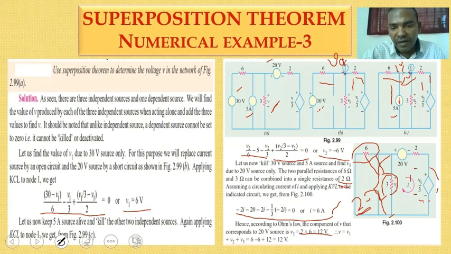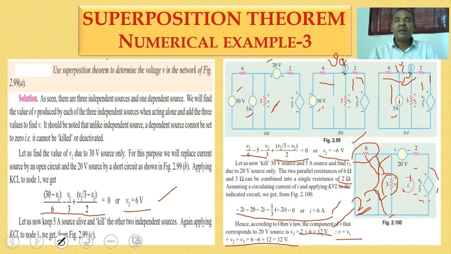So therefore according to superposition theorem, the net voltage is equal to the algebraic sum of the voltages when one source is acting at a time. So V is equal to V1 plus V2 plus V3. So plus 6 minus 6 plus 12. So finally you can get 12 volts is the final value. Next.